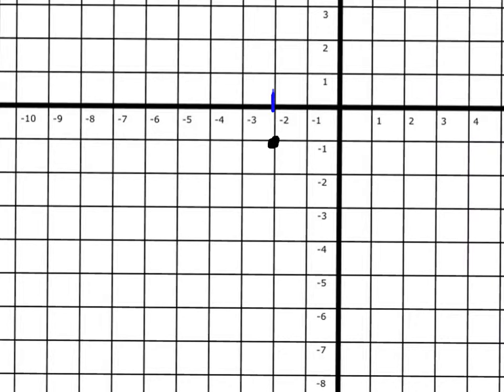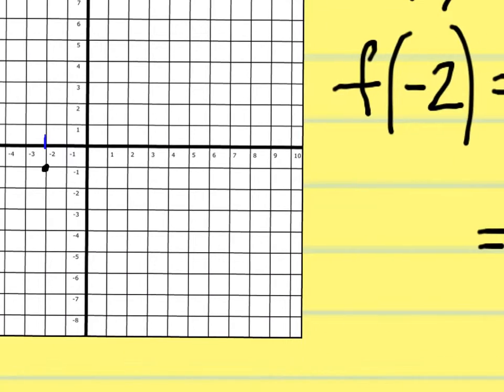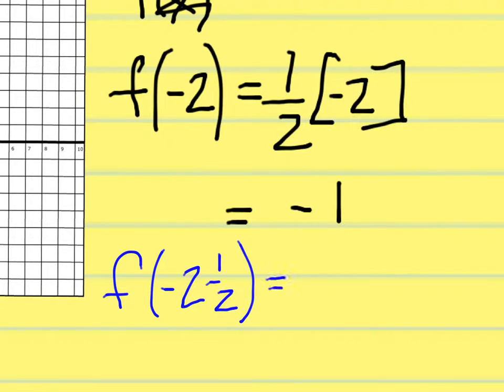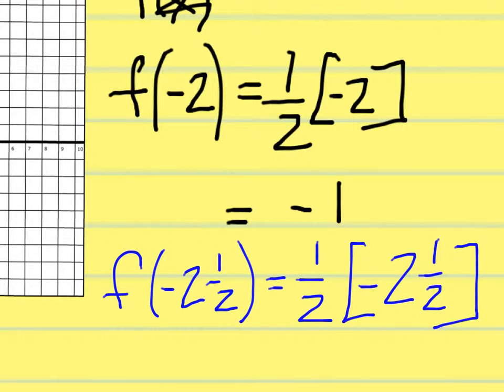So what happens if I put in something like this? What if I come back with f of negative 2.5? So I'm going to have 1/2 times the greatest integer of negative 2.5. What is the greatest integer of negative 2.5?